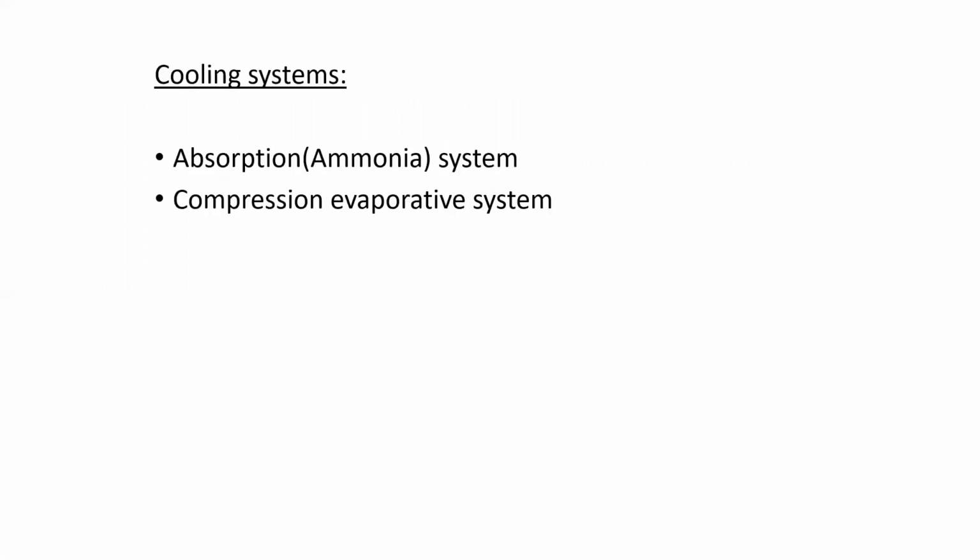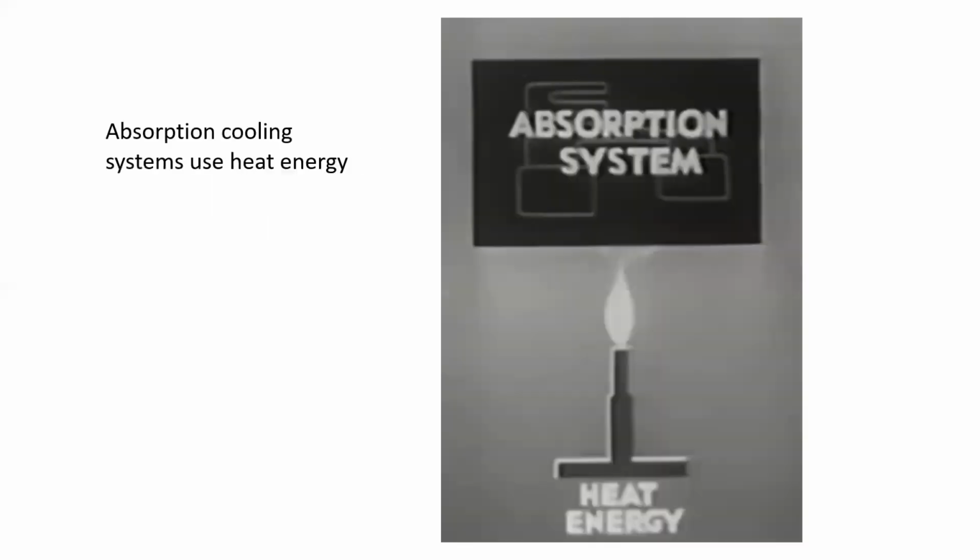There are two basic forms of modern cooling: absorption, which is an ammonia-based system, and compression, which is an evaporative type system. We're going to focus on absorption first. Absorption cooling uses heat as the input energy, which is a bit counterintuitive. And ammonia, which is highly poisonous and has led to significant deaths in the past.